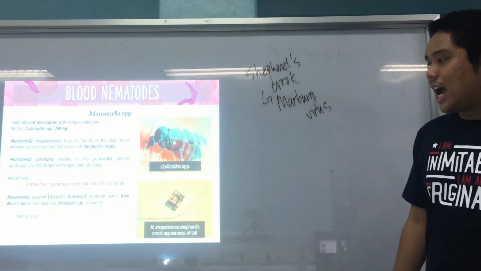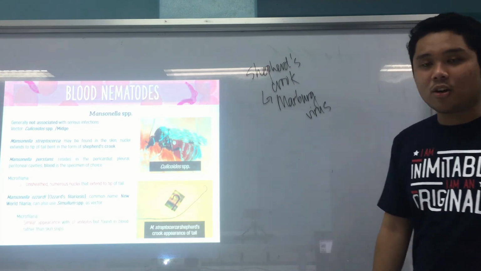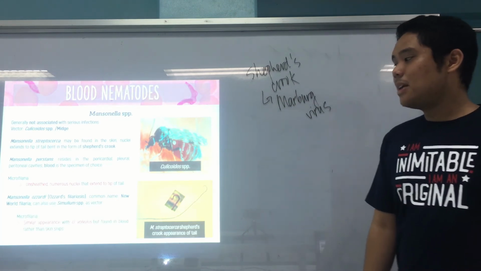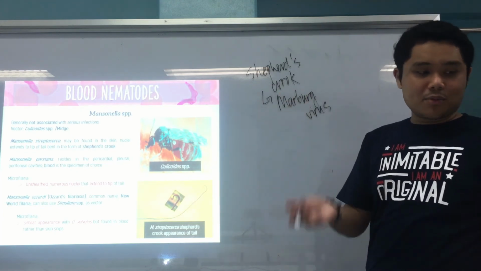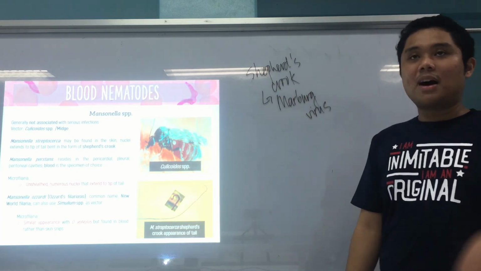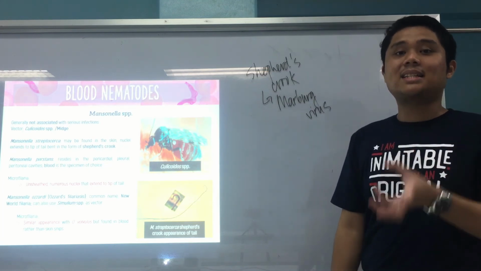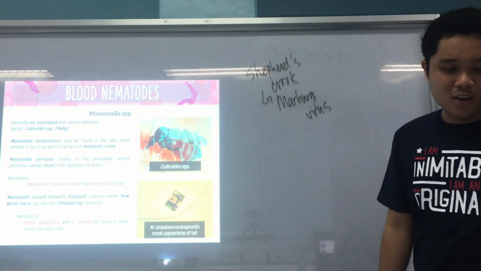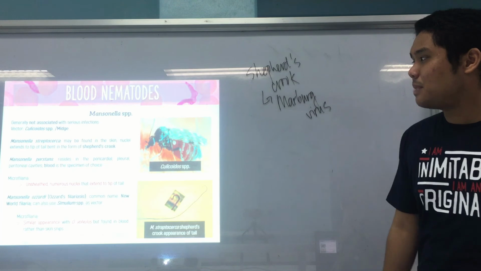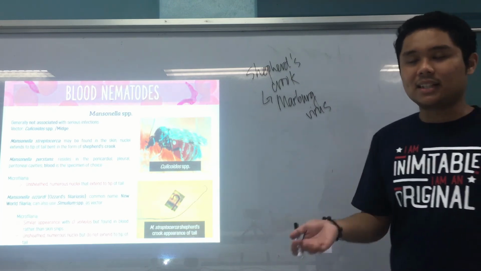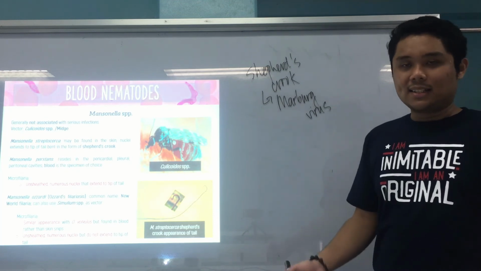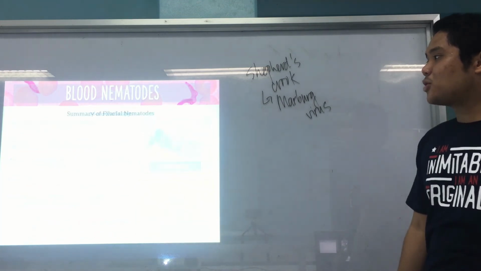Alright, and for the microfilaria of Mansonella ozzardi or Ozzard's filariasis, it has a similar appearance to O. volvulus, but it can be found in blood rather than skin snips. Right? Onchocerca volvulus, you can see it in skin snips. Alright, okay. So that's for the Mansonella species. Unsheathed, numerous nuclei, but it does not extend to the tip of the tail. Alright, okay. So that's for Mansonella species.